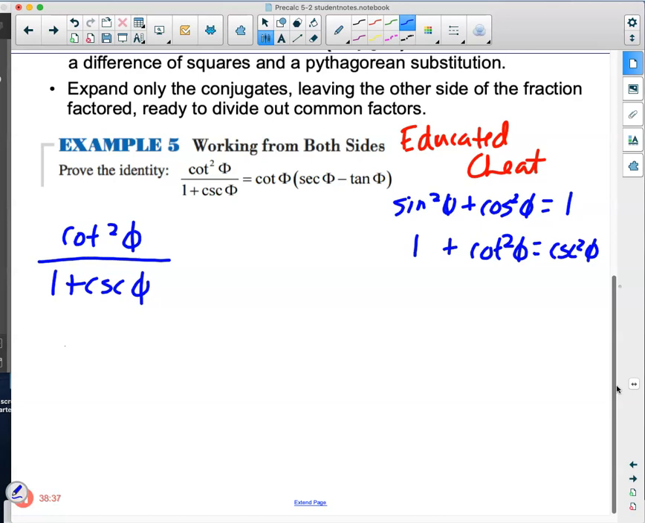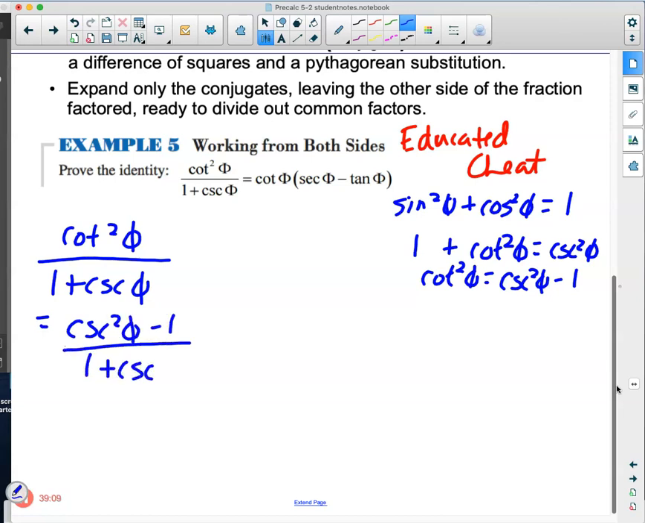And I get that. So first thing to try would be to say, you know what, I can replace this with something that has cosecant in it instead. So if I subtract 1 from both sides, at least then I'll have stuff that has cosecant in it. Like so.